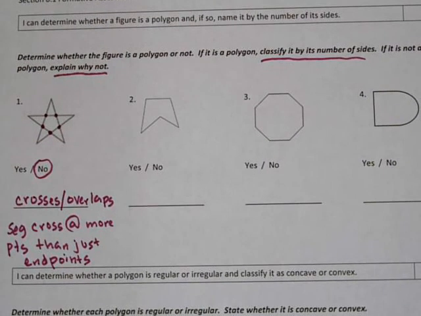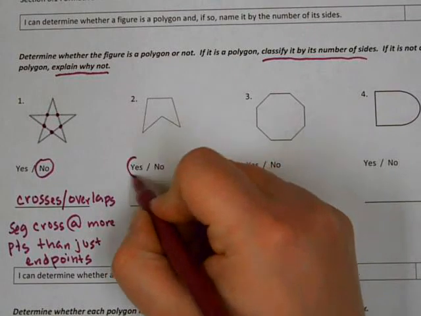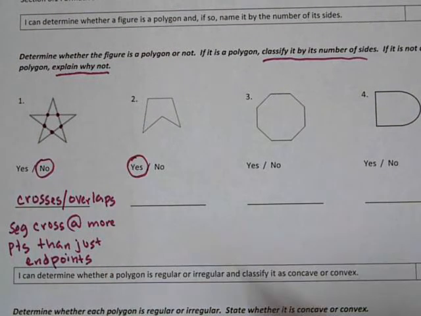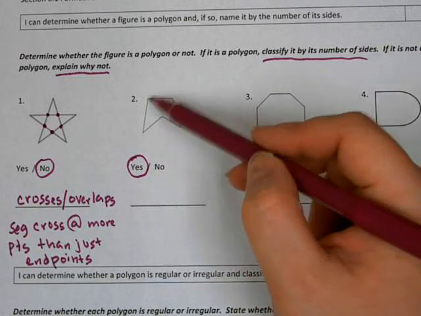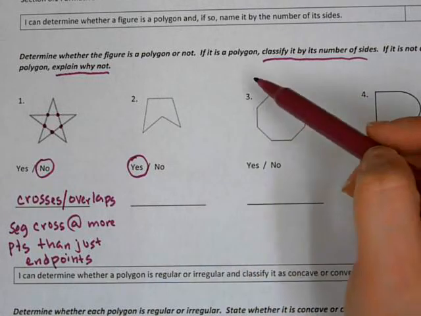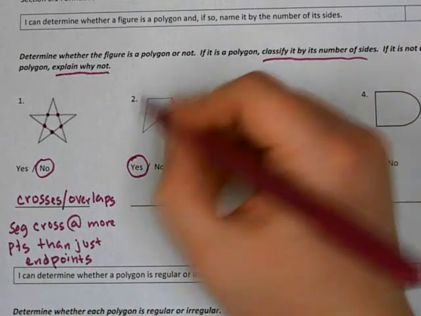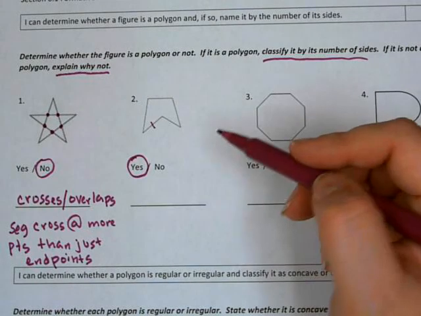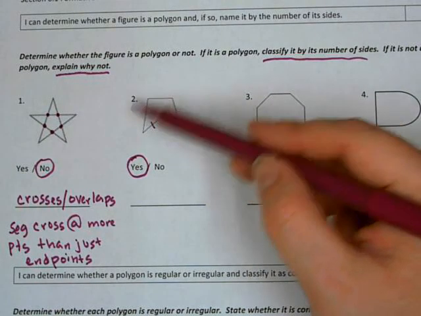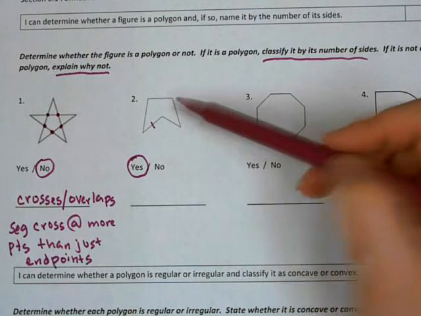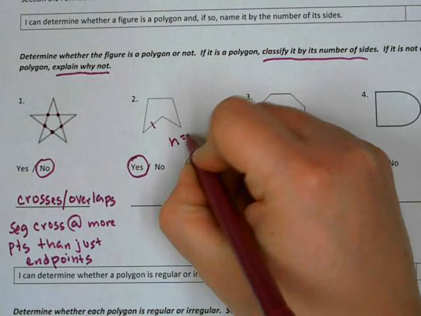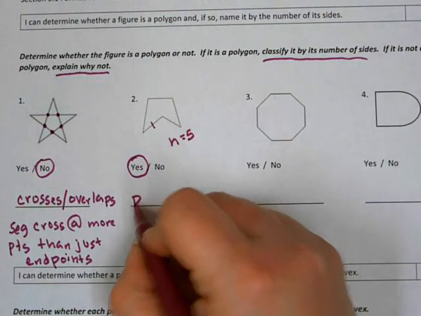All right, figure 2 is a polygon. It's made up completely of segments. It's a closed figure. All of the segments are meeting at the endpoints, and so what we need to do then is classify it by its number of sides. So I always put a mark on the side that I start with, and then I go clockwise so that I make sure I count all the sides. So 1, 2, 3, 4, 5. So since n is 5, we know that that is a pentagon.